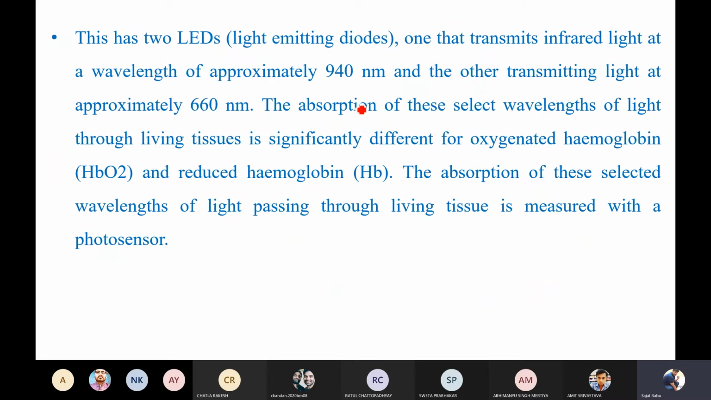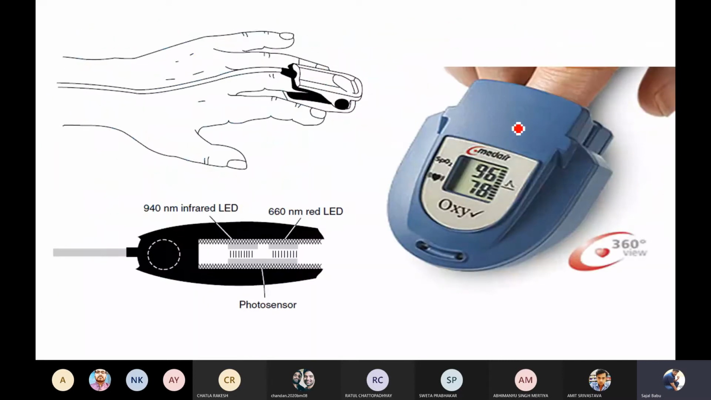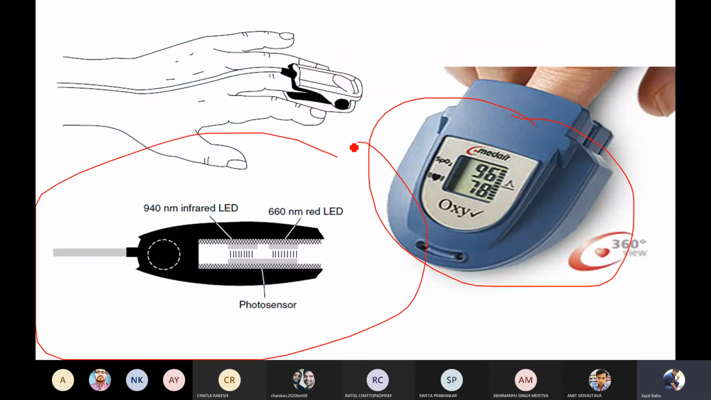Okay, so let us move on. This is your pulse oximeter. You can see it here. I think you may have seen it in many places. Now let us see how the pulse oximeter is going to work.